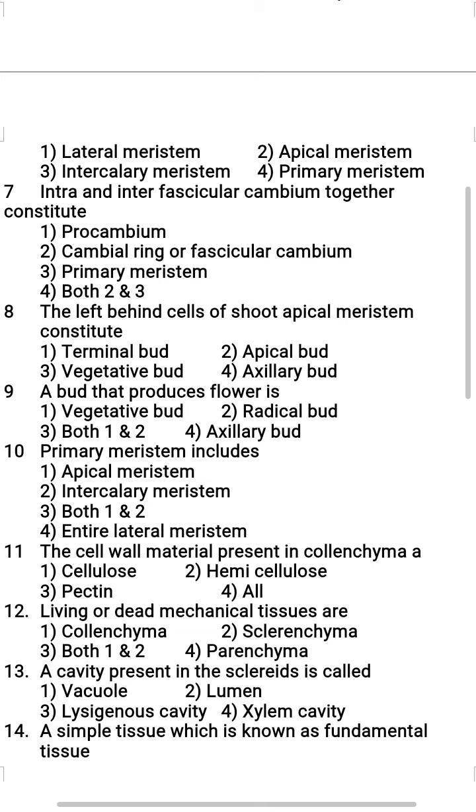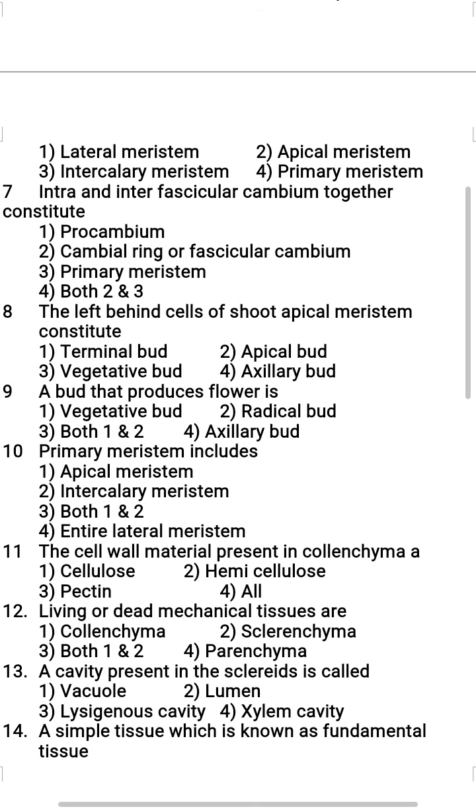Primary meristem includes, let's see options. 1, apical meristem. 2, intercalary meristem. 3, both 1 and 2. 4, interlateral meristem. Students, the correct answer of this question is option 3, both 1 and 2. Primary meristem includes both apical meristems and intercalary meristems.